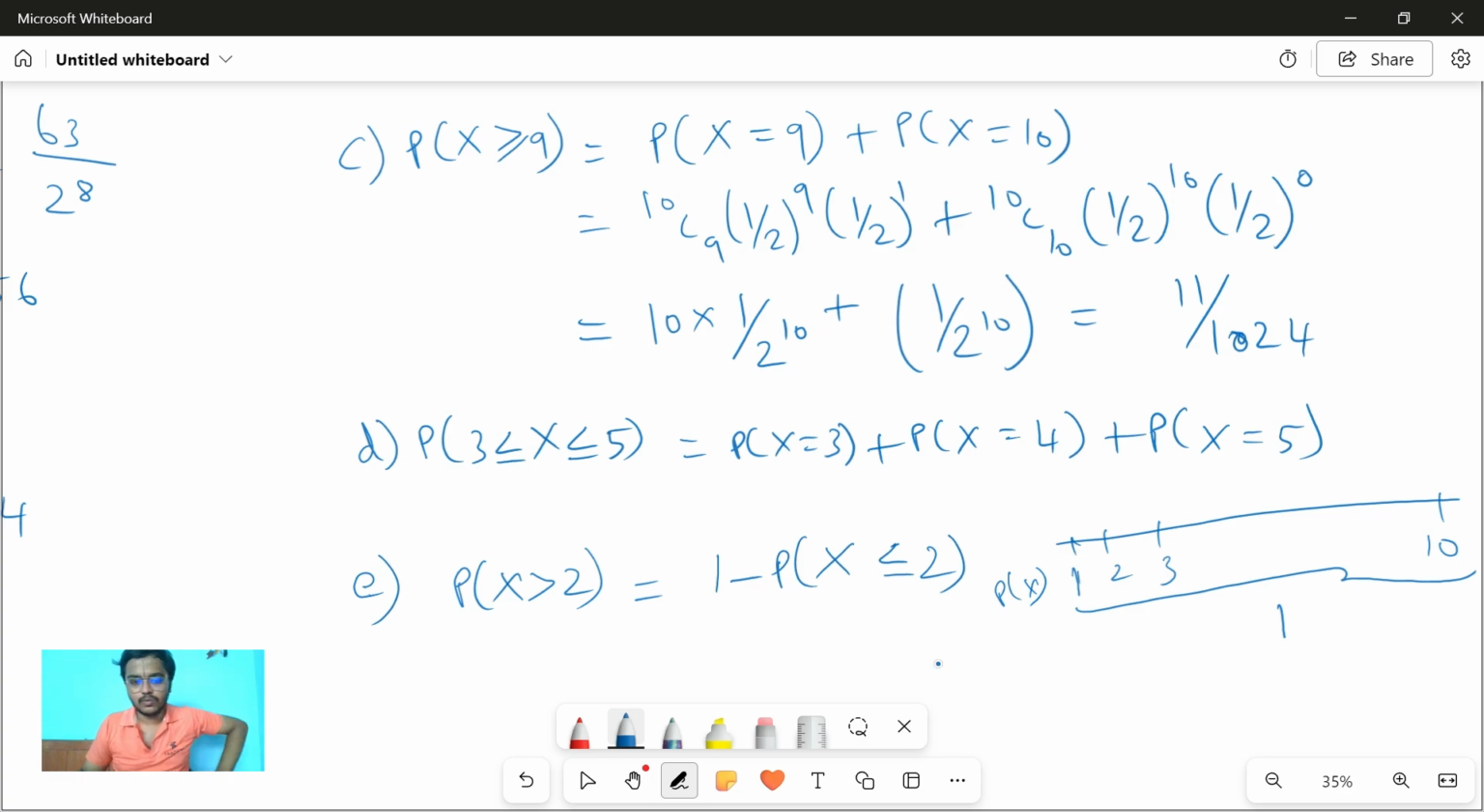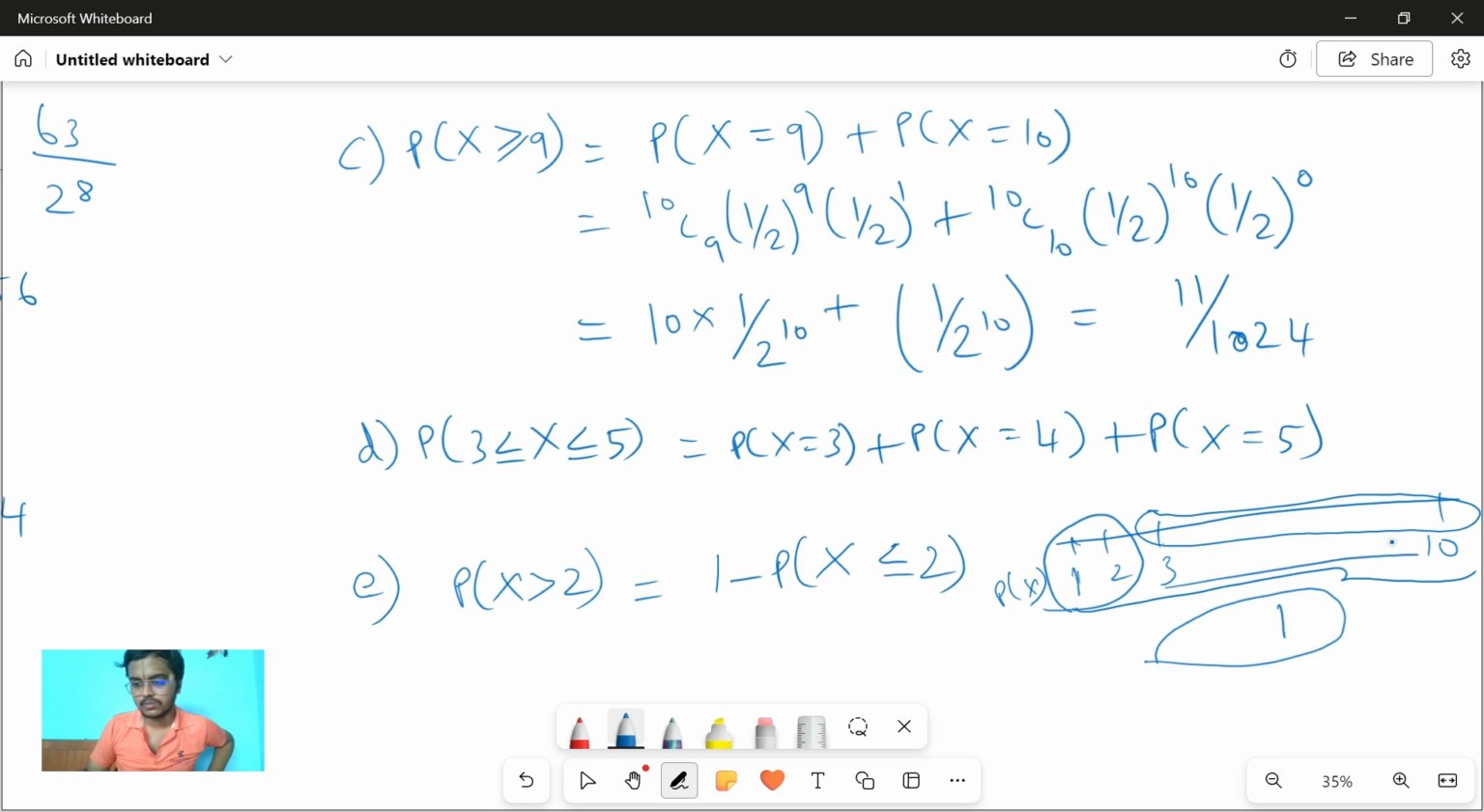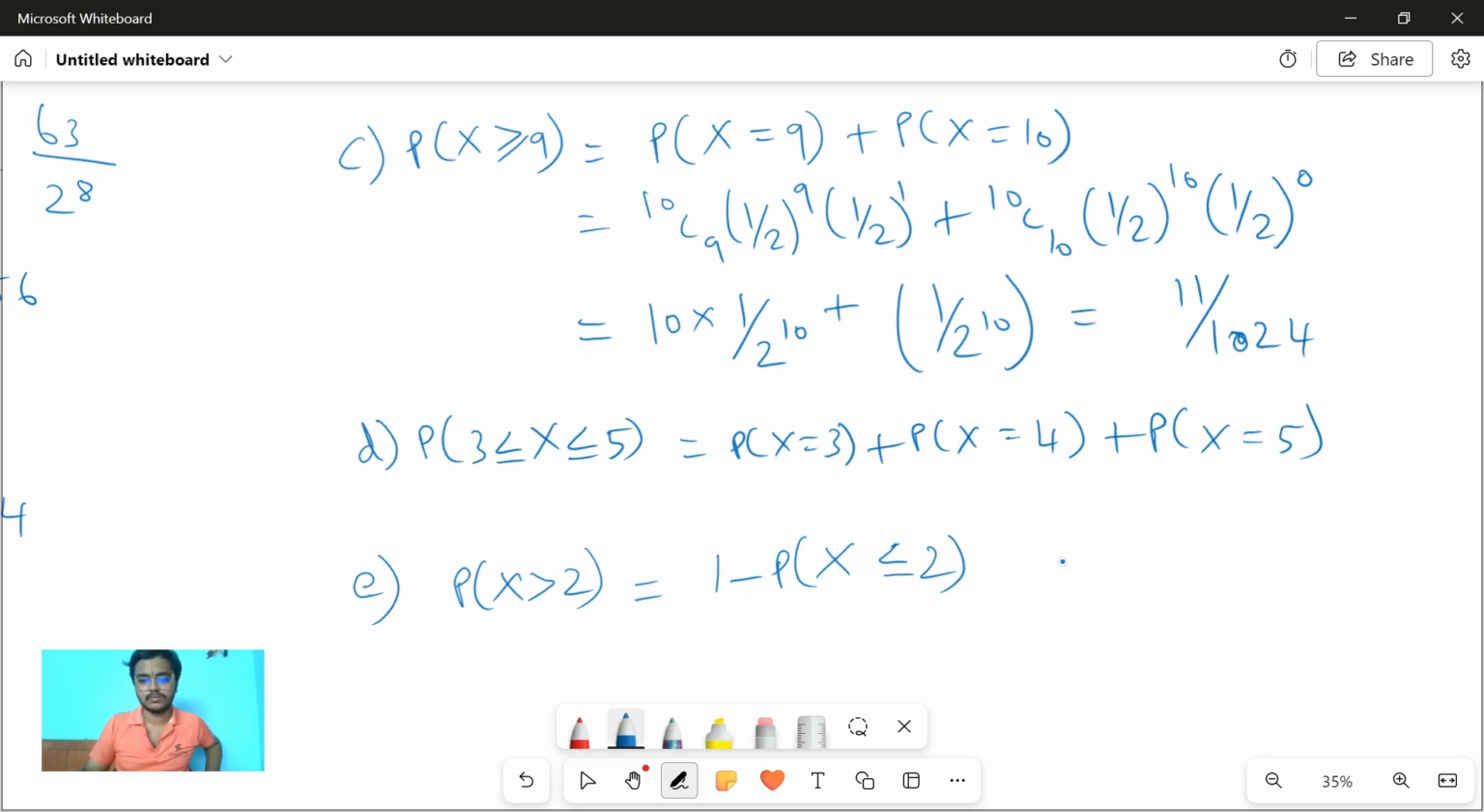Okay. Now when they ask P of X greater than 2, they're asking from 3 to 10. Now can you see this? If you calculate 3 to 10, it will take a long time. And if you only calculate 1 and 2 and subtract it from 1, you'll get this value. Understood? That's what I'm doing here. This is how you will calculate, you'll reduce the time and calculate.